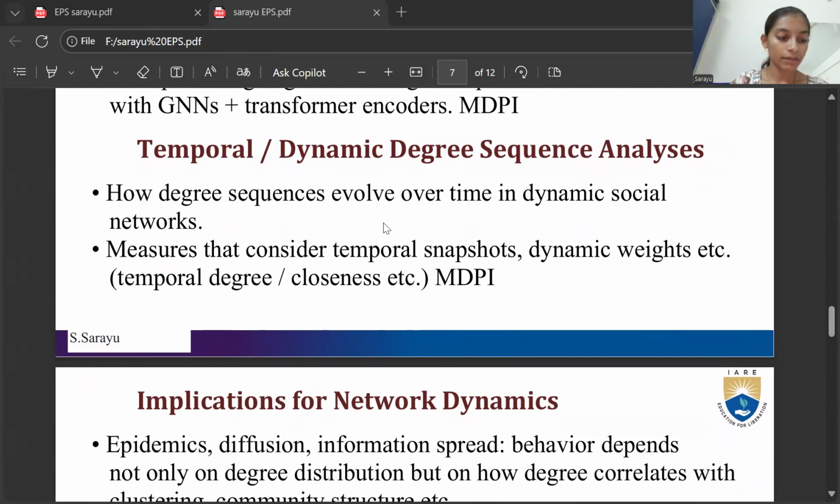Degree sequence and network processes. Because high degree nodes play a special role, the shape of the degree distribution influences outcomes. Centrality ranking: degree centrality is directly the degree, but other centralities may correlate with degree. Influence, spread, diffusion.